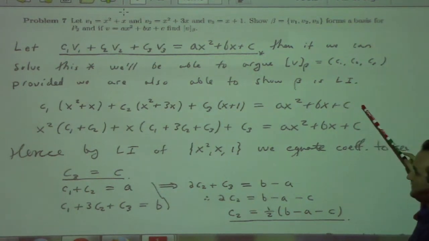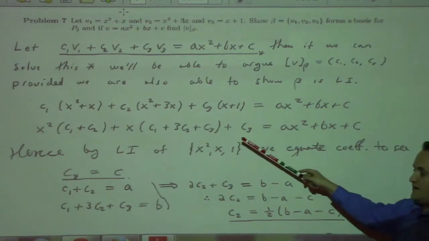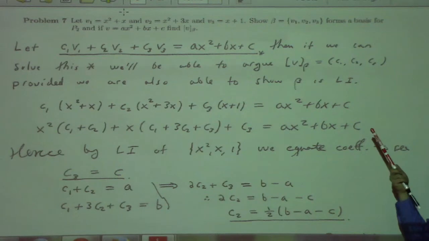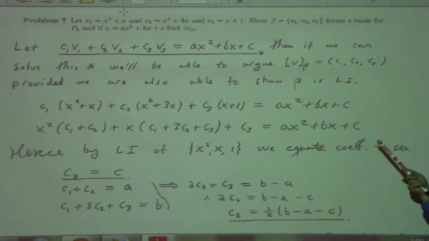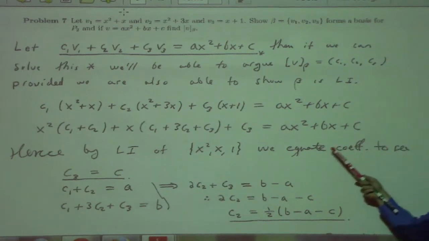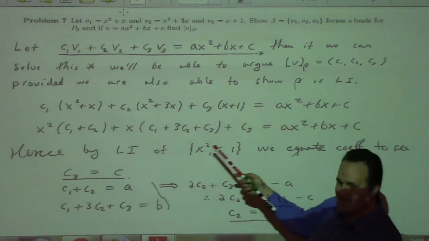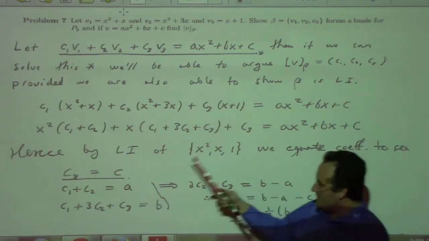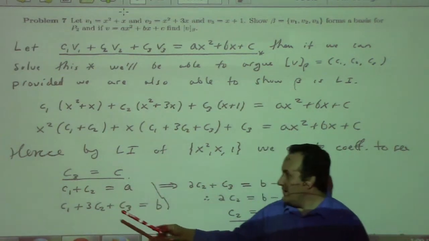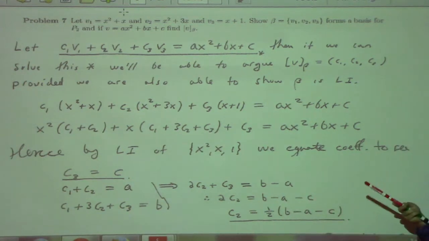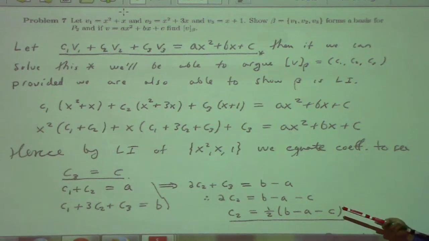So how do you solve this equation? Well, you equate coefficients of x squared, x, and 1, which we proved were linearly independent at some point. So I can equate coefficients, and I get equations, right? Hopefully these ones are right. C3 equals C. C1 plus C2 is equal to A. And C1 plus 3C2 plus C3 is equal to B, just equating the coefficients of x squared, x, and 1, all right? And then you've got to solve these equations.